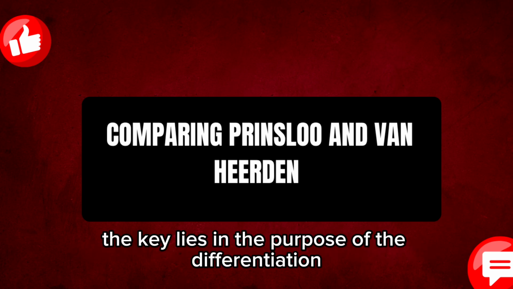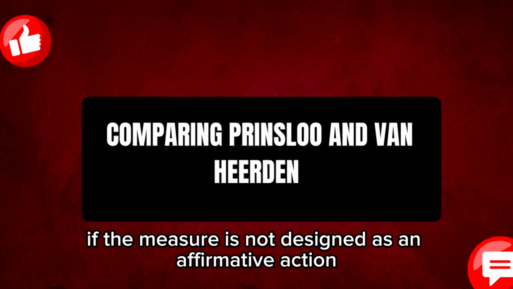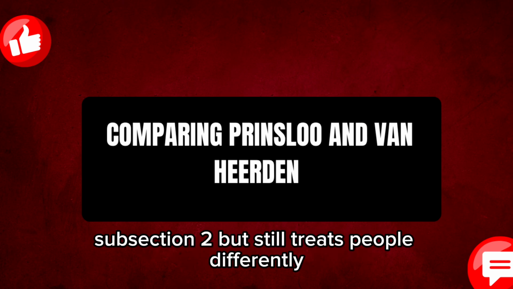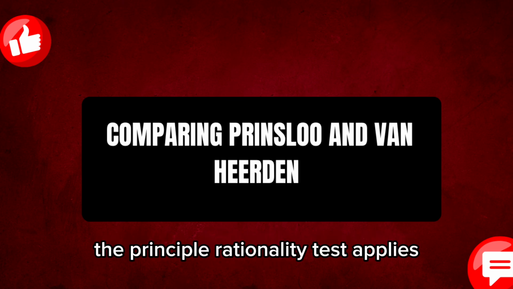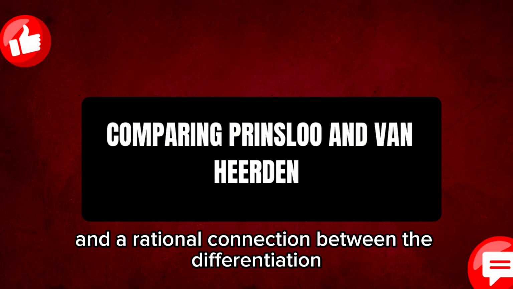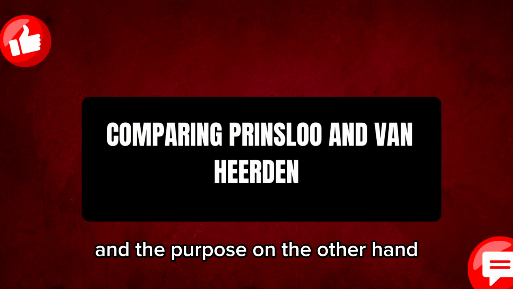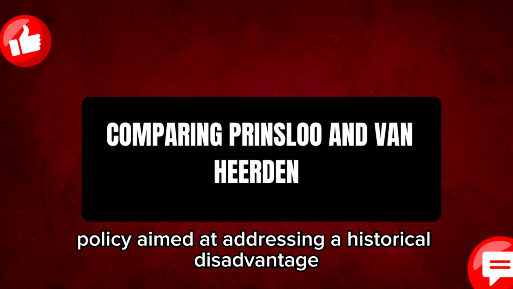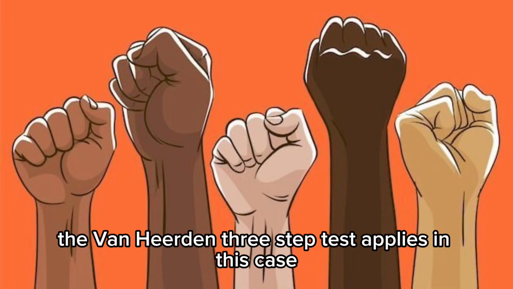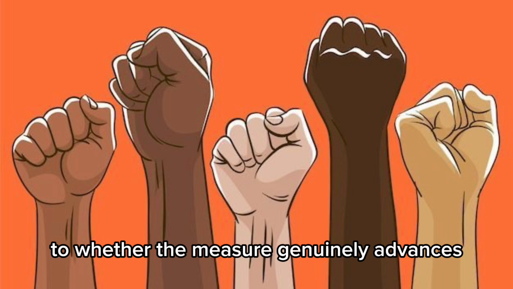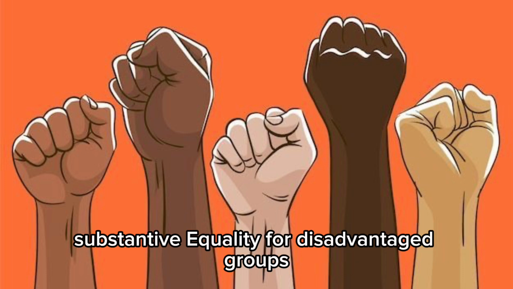The key lies in the purpose of the differentiation. If the measure is not designed as an affirmative action measure under Section 9(2), but still treats people differently, the Prinsloo rationality test applies. Here, the focus is on whether there is a legitimate purpose and a rational connection between the differentiation and the purpose. On the other hand, if the measure is an affirmative action policy aimed at addressing a historical disadvantage, the van Heerden three-step test applies. In this case, the focus shifts from mere rationality to whether the measure genuinely advances substantive equality for disadvantaged groups.